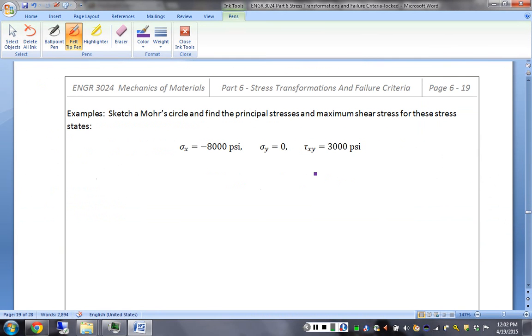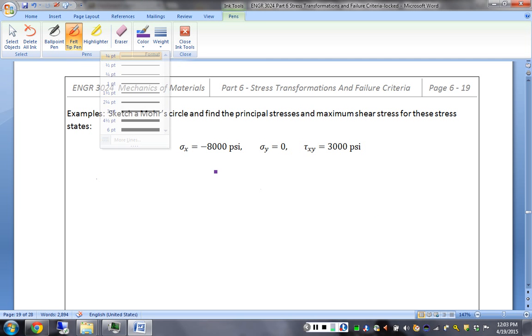This video is going to work through course pack page 614 with two different examples of arbitrary stress states, plane stress states, that we're going to find the principal stresses. We're going to draw Mohr's circle, and we're going to identify the maximum shear stress for these stress states. Maximum shear stress will figure prominently in the next topic, which will be failure criteria.